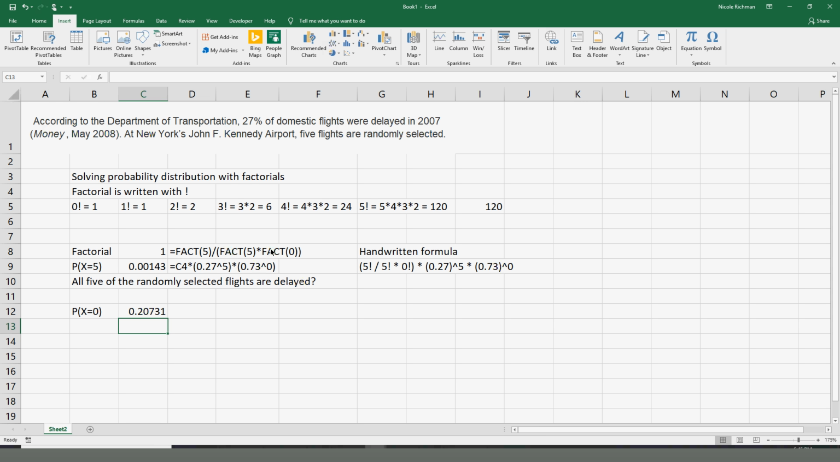Okay. I get where we get the 0.27 because of the 27% of the domestic flights. Mm-hmm. Where do we get the 0.73? So there's a 100% chance that either none of them will be delayed or all of them will be delayed, or somewhere in between. So 100% minus 27% is 73%. Gotcha.